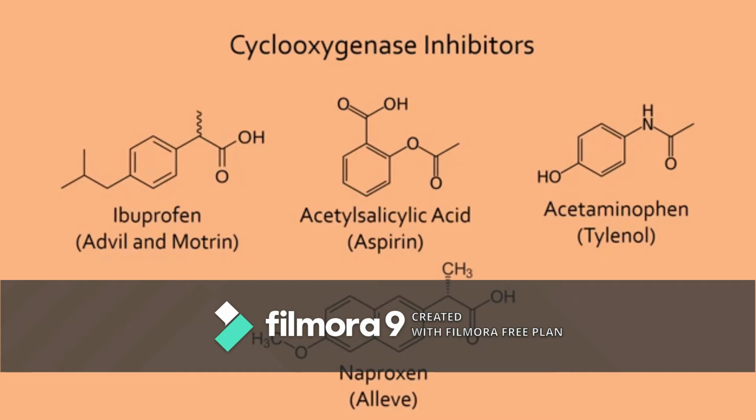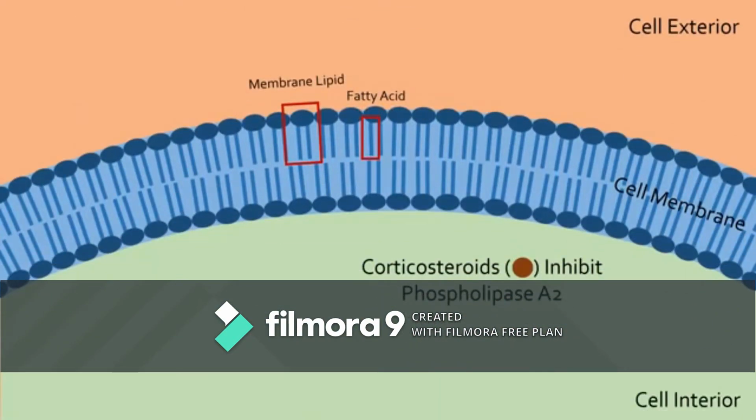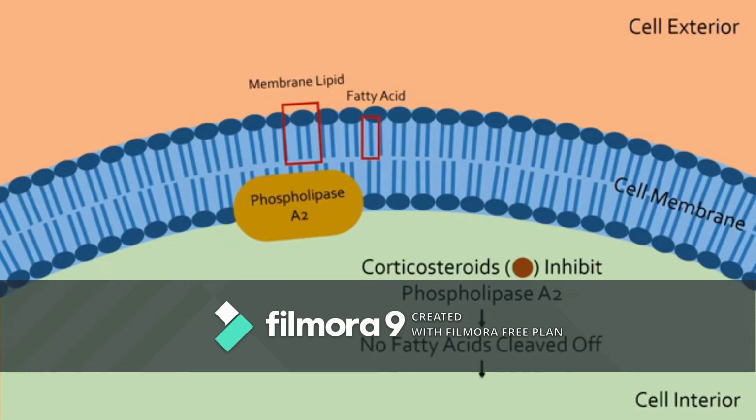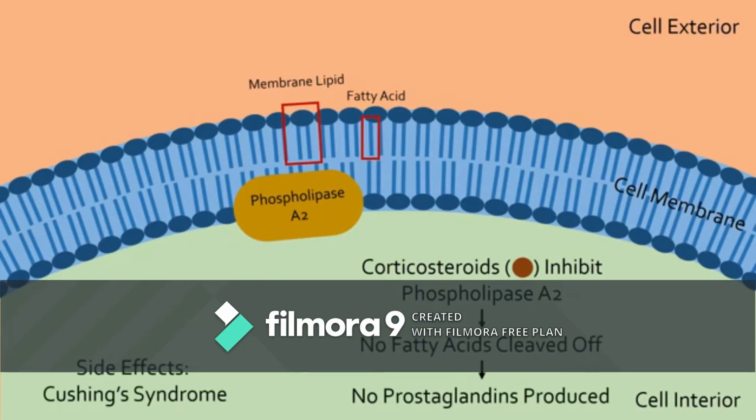as aspirin. You may recall from previous videos that steroids are also used to prevent inflammation such as in autoimmune diseases. Steroids work differently by inhibiting phospholipase A2, but also have multiple other functions that can lead to more side effects, such as Cushing's syndrome.